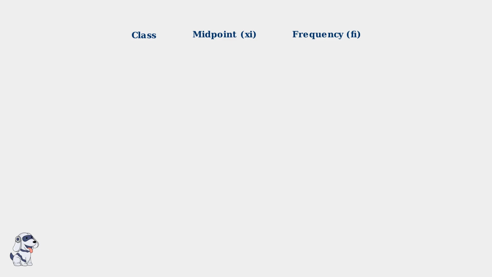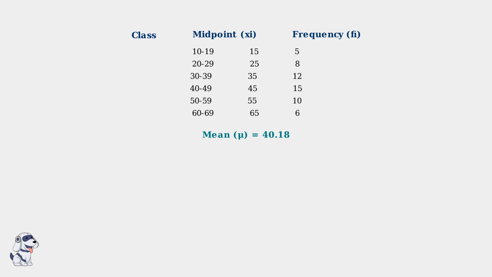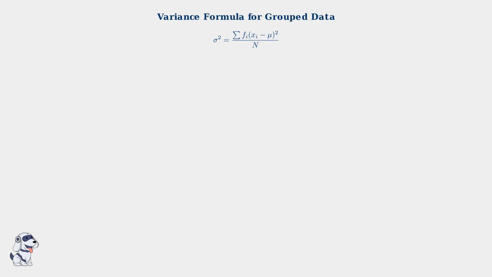Now we'll calculate the variance for our group data using the same dataset. Variance measures how spread out the data points are from the mean. Here's our data table with class intervals, midpoints, and frequencies. We previously calculated the mean as 40.18. To calculate variance, we need to find the deviation of each midpoint from the mean, then square these deviations. Let's create a calculation table showing each step.